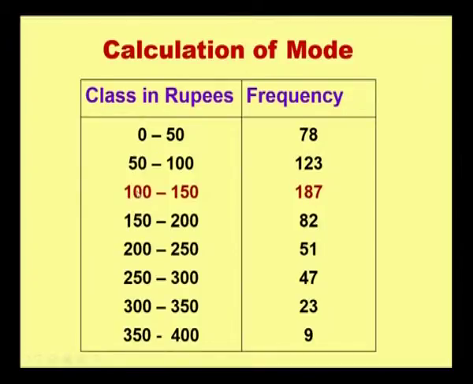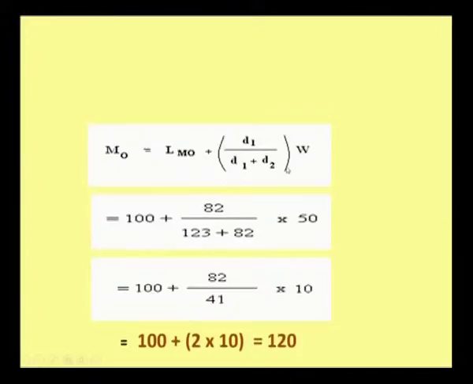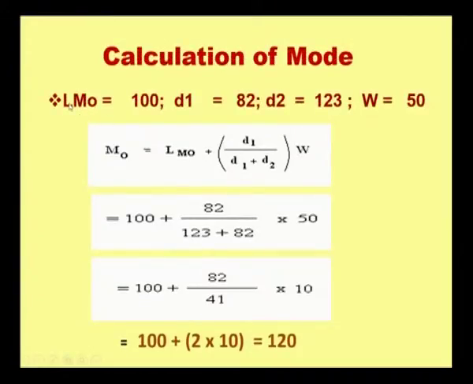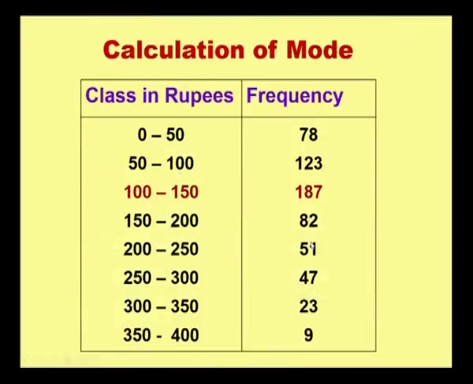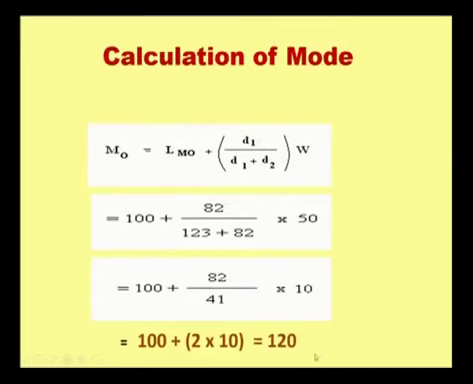The lowest limit of the model class is 100, and therefore, now let us apply it into the formula. Here the model class is 100, and D1 is 82, D2 is 123, W is 50, and if you apply it into the formula, we get 120. And therefore, we are exactly correct, because we can say that the mode lies in 100 to 150, but exactly what is it? For that we have applied the formula, and we have calculated 120 is the mode. Therefore, we can find the mode by using this simple formula.